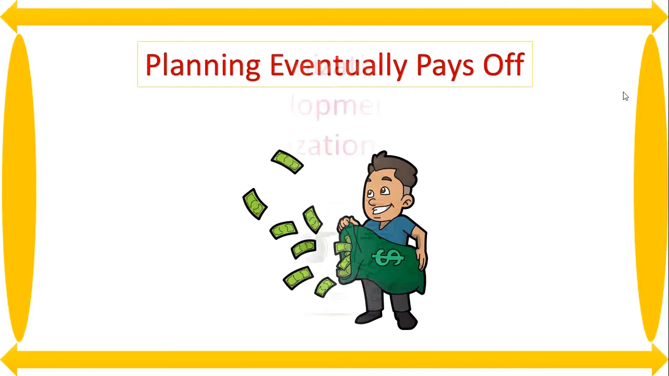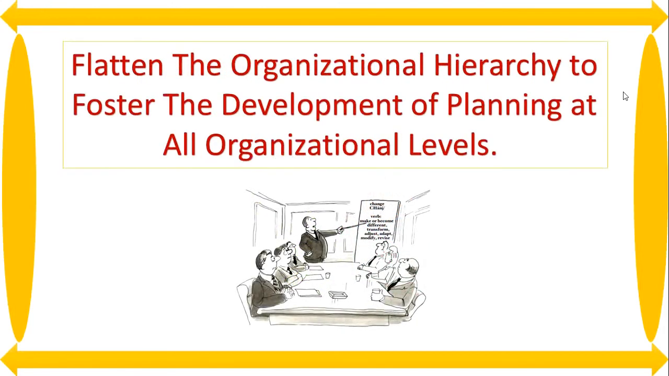The last one is flatten the organizational hierarchy to foster the development of planning at all organizational levels. You allow lower organizational levels to set goals and develop plans, as there is little time for goals and plans to flow down from the top. You teach your employees how to set goals and implement them. Based on this trust, a good bonding will be created. So these are all about planning effectively in dynamic environments. This is how you will plan effectively in such kind of environment.